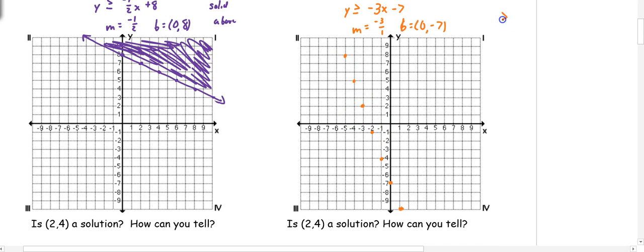And then I'm going to look at my sign. So it's a greater than or equal to, which means it's a solid line. And then because it's greater, we are going to shade above.